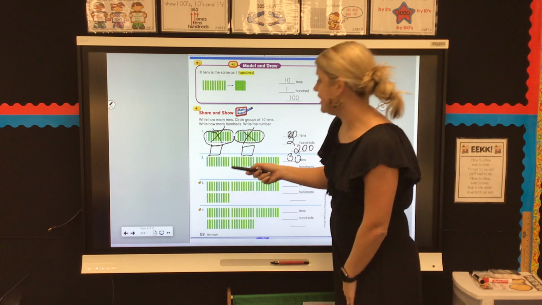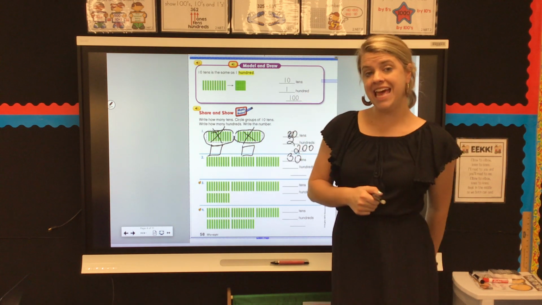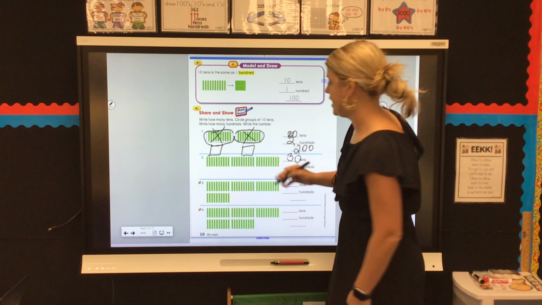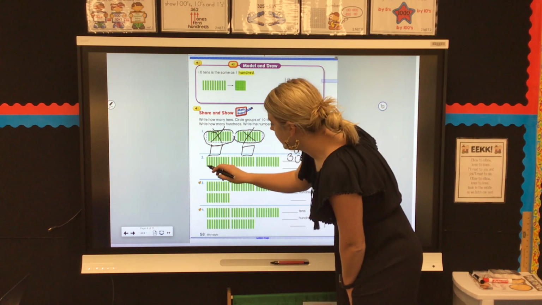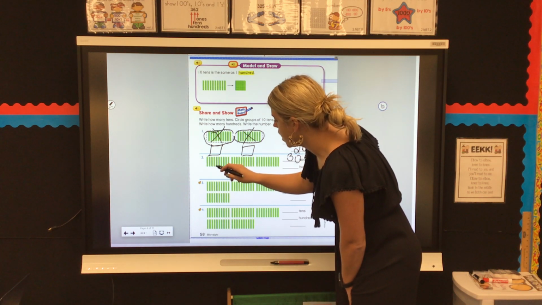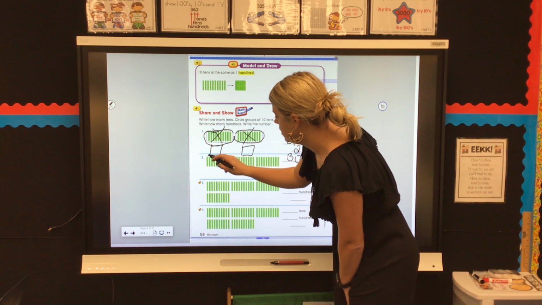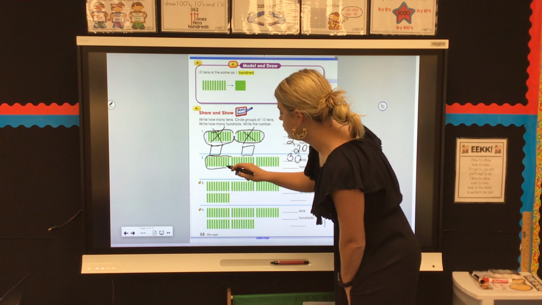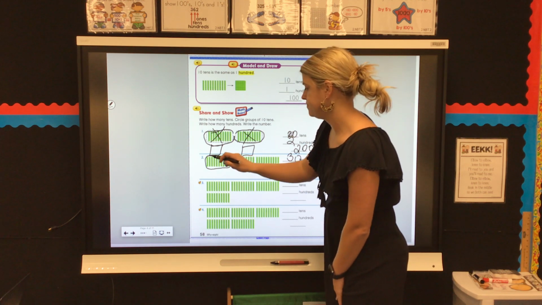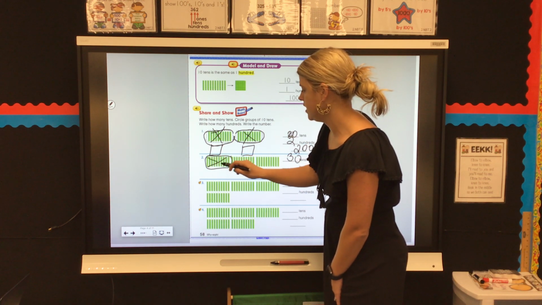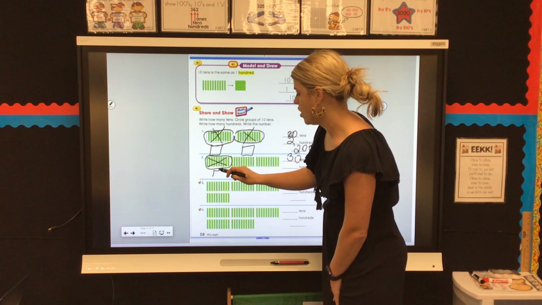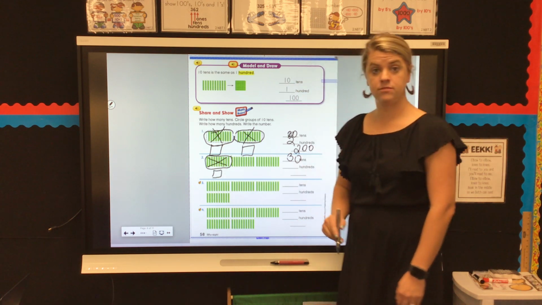Okay? So let's see. We circle the groups of 10, or we can mark them out to make our 100 flats. Ready? 1, 2, 3, 4, 5, 6, 7, 8, 9, 10. Right there is my group of 10s. I'm done with those 10 rods. I'm trading them for 100 flat.